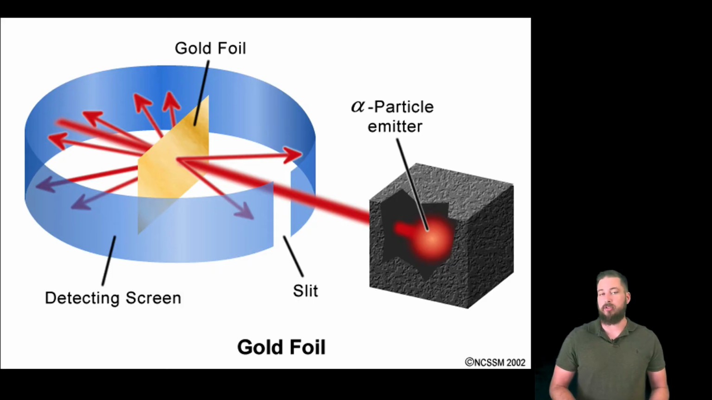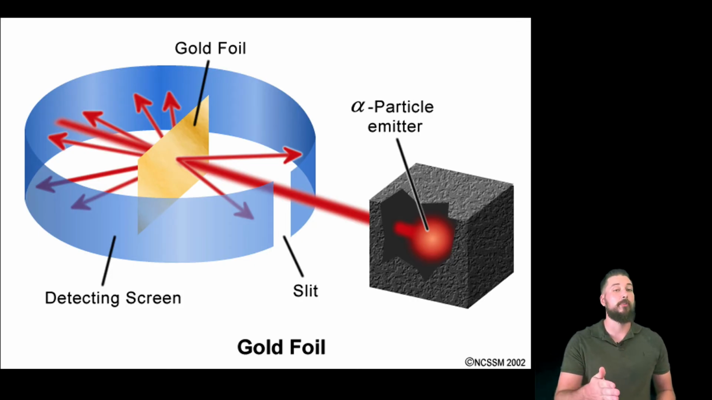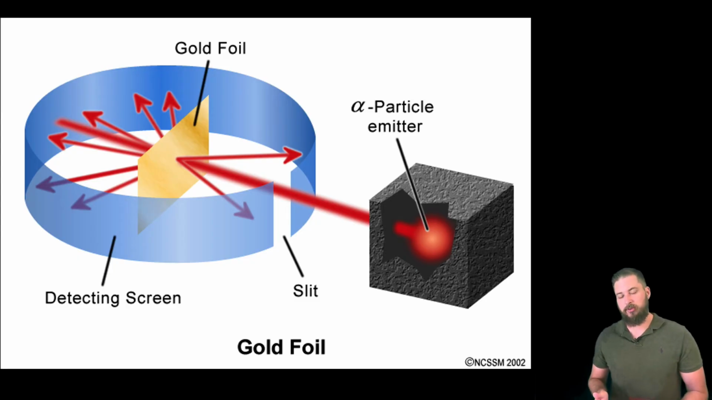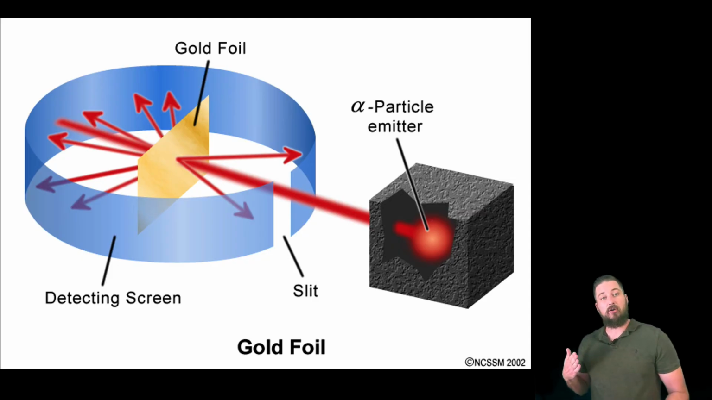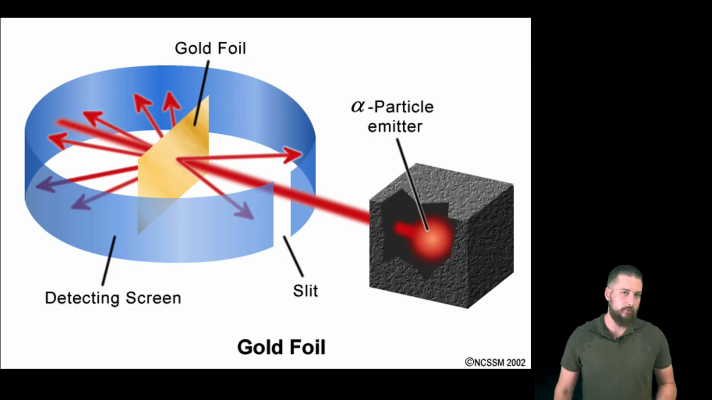He had this gold foil that was very thin, and he shot these alpha particles at the foil. Now, we haven't talked about what alpha particles are, so you don't need to worry about them. But if Thomson's theory was correct, the alpha particles would go straight through the gold foil. However, what he noticed is that most of them went through, but some of them either bounced back or ricocheted off to the side. So most of the alpha particles went straight through, but some of them did bounce off and go back.